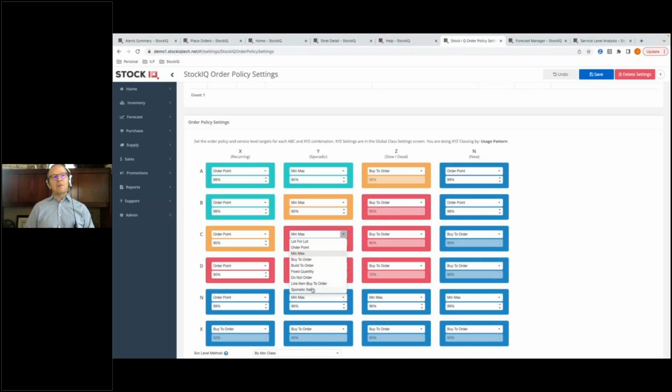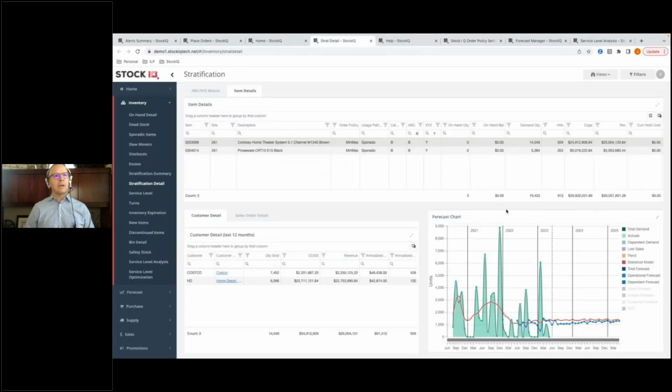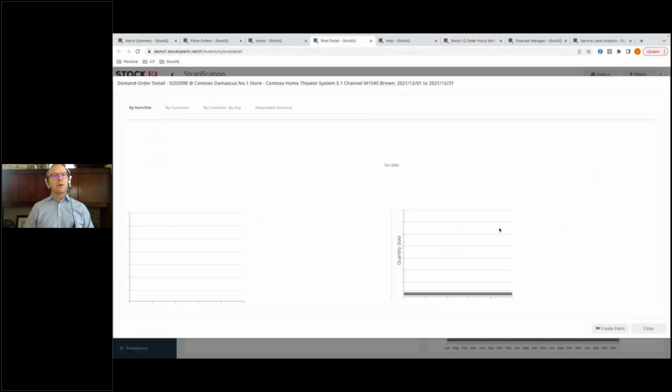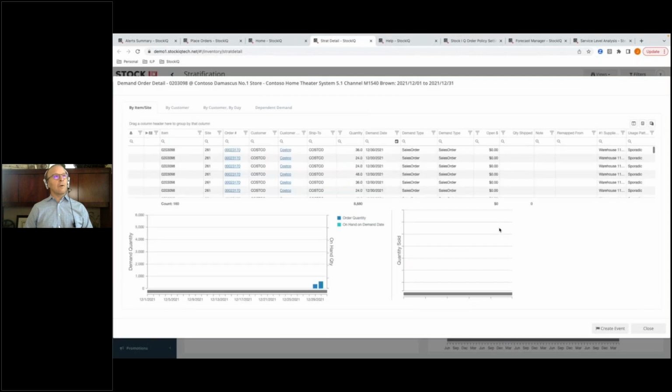Sporadic sale essentially is saying that with the sporadic sale, what we're going to do is carry so much on the shelf. I know those orders come in and they might be really, really big, so let's determine what that average or typical order size would be. If we were to go back out there and look at that stratification, and I looked at this item again, we're going to look at all those sales that occur in there.